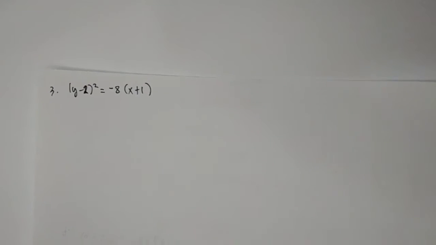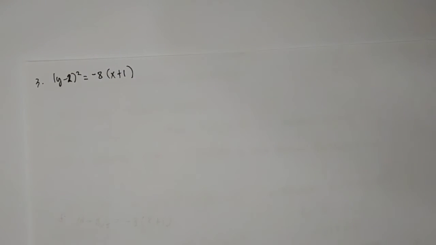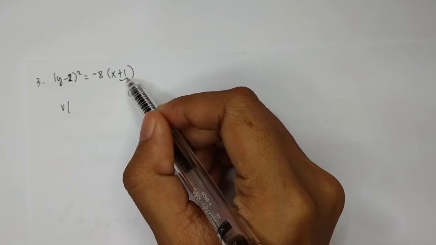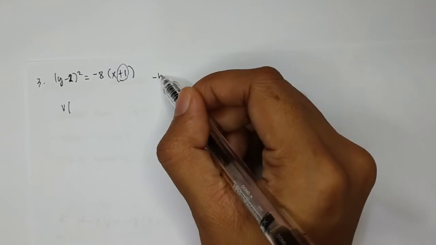Okay? Okay, so what if we have your last example? Y minus 2 quantity squared is equal to negative 8x plus 1. So again, ano yung vertex natin? Ano yung h? So we have here our negative h, that is 1.